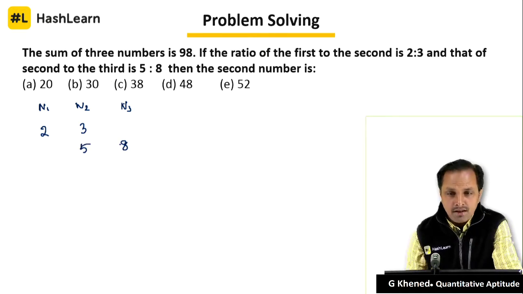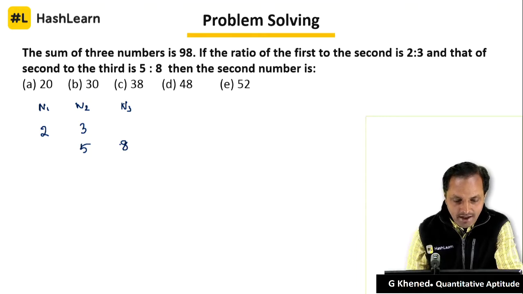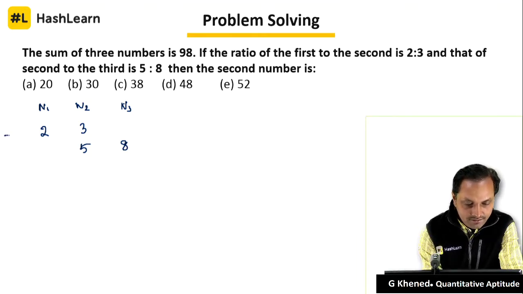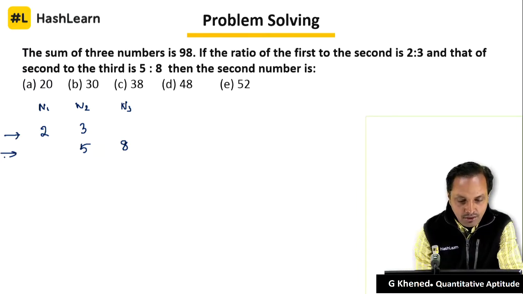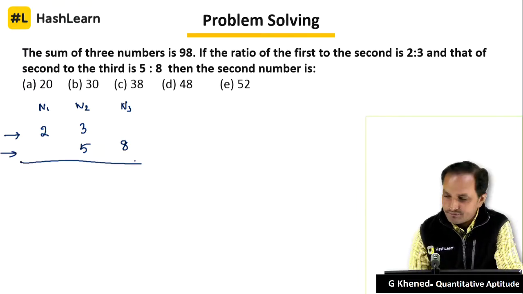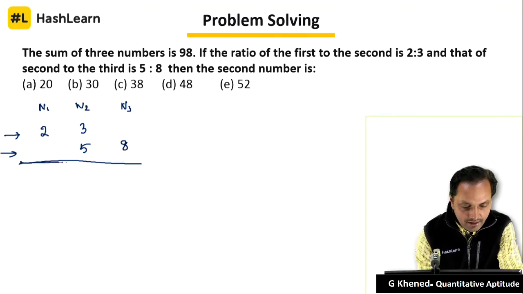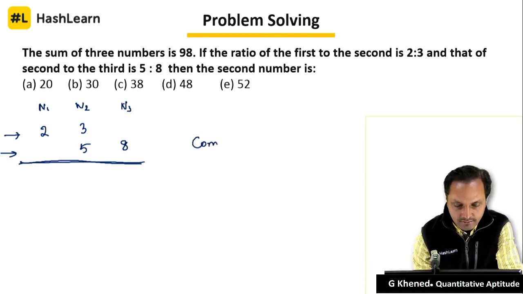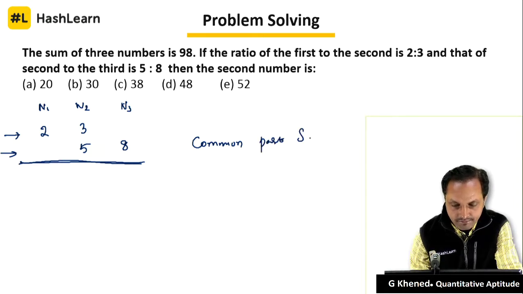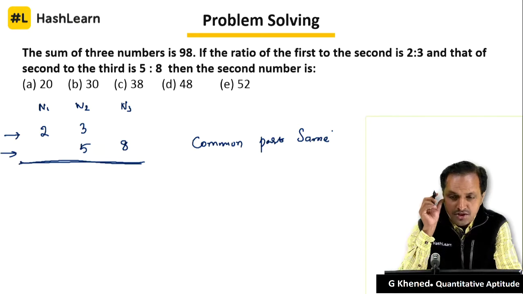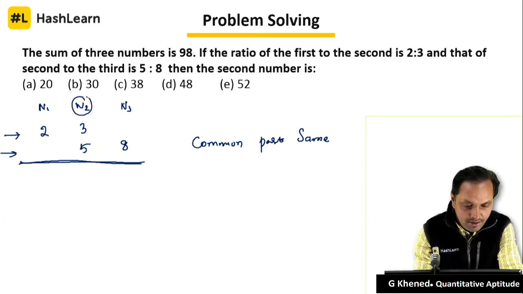The ratio of the first and second is 2:3 and that of the second to third is 5:8. So attention students, why am I writing this in the first row and this in the second row? The simple reason is you have to make the common part the same. Which is the common part here? N2, the number 2.